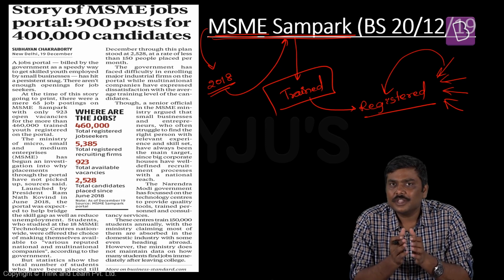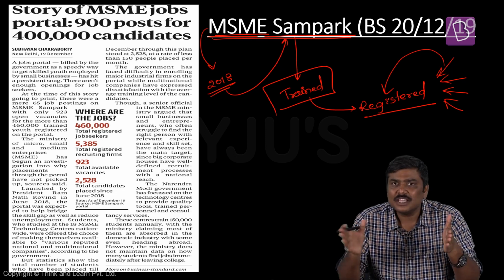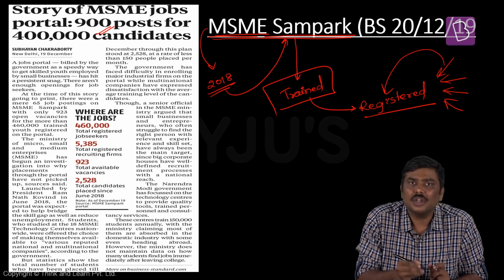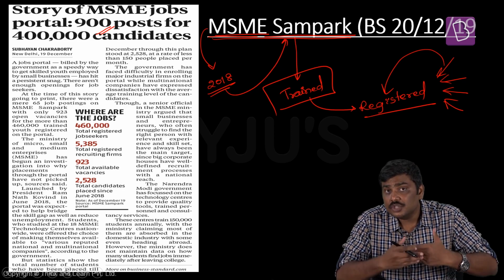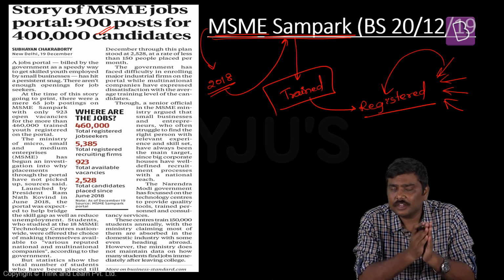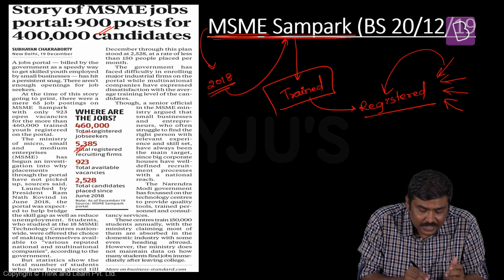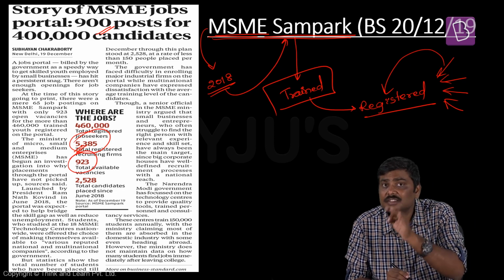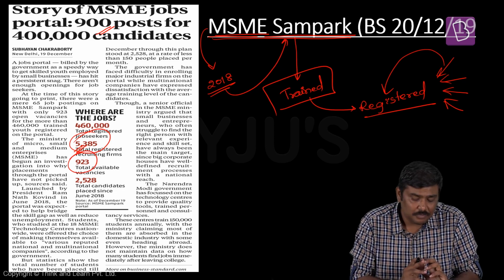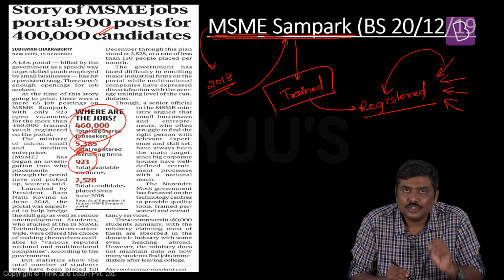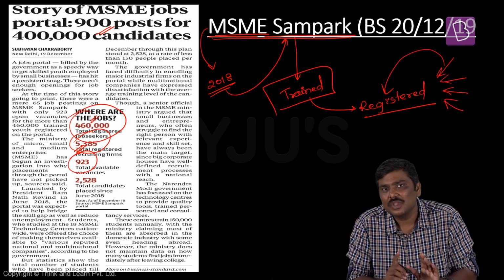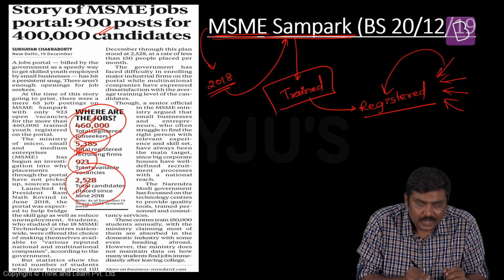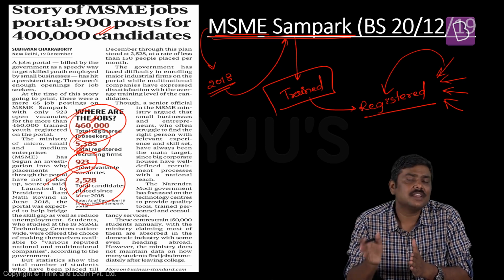The logic was to ensure that there is a meeting place for both the job seekers as well as the employers. This particular article discusses the performance of this particular portal as such. And this article mentions that since the launch of this particular portal or website in the year 2018, around 5,385 recruiting companies have registered, and as of now 923 vacancies only are available or listed in this particular platform, but the number of registered aspirants or job seekers are more than 4.6 lakh. And since the launch of this particular portal, only around 2,500 plus candidates have been placed in various companies.